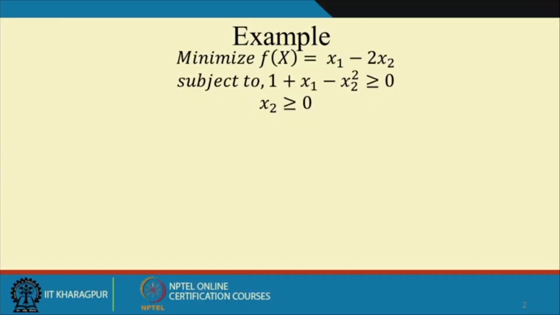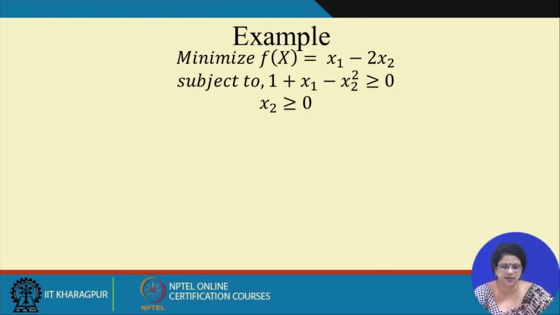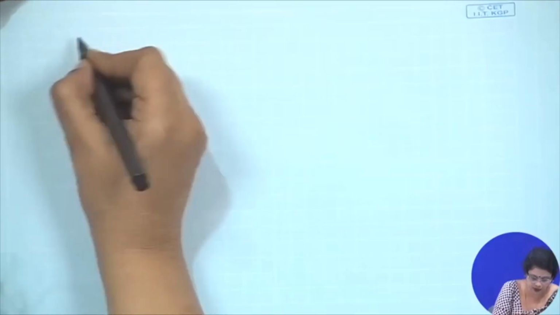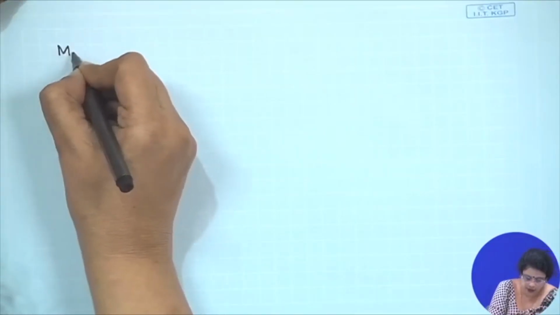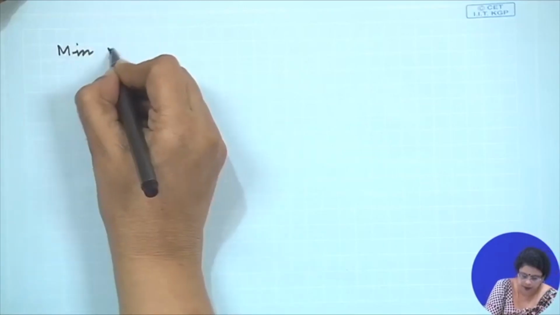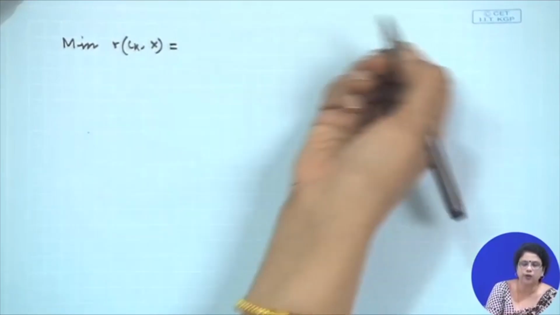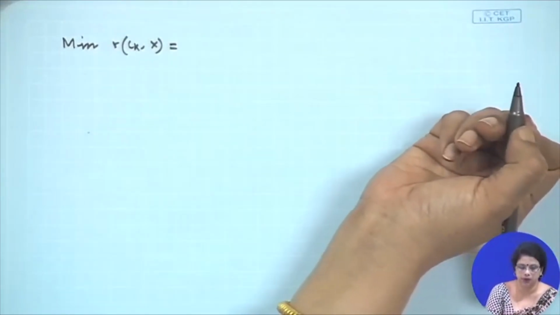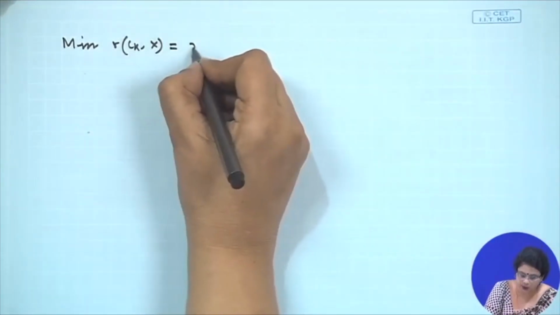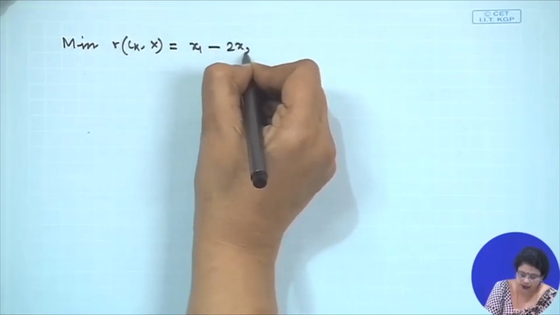This example I was just mentioning in the previous class, and I hope you have done the solution of it. Let me do the solution for this and you check whether you have done it correctly or not. Now, we have to minimize f(x). We are solving through the interior penalty function method. This is equal to x1 minus 2 x2.